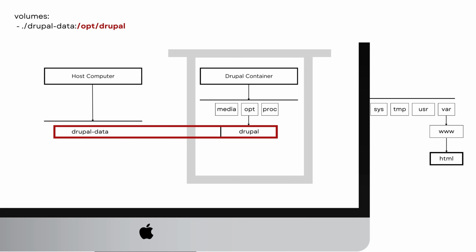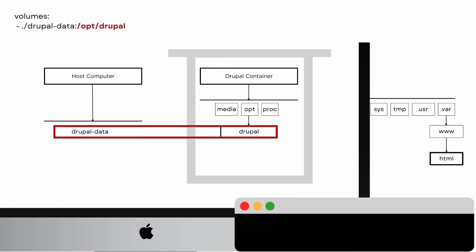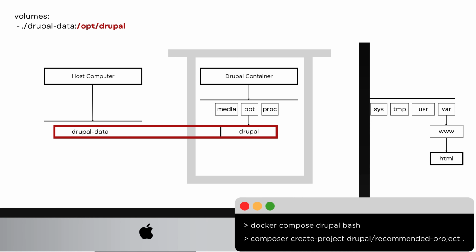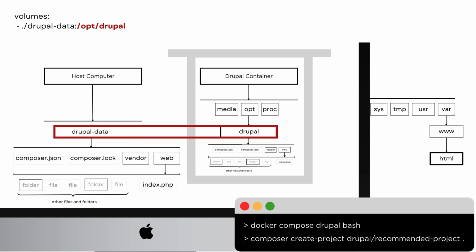The consequence of this volume mapping is that when our Drupal container is created, we don't have a Drupal project inside the Drupal directory of the container. But that's okay. We have Composer installed in our Drupal container. So all we have to do is run the Composer command again inside the container and we'll have our Drupal project back. This time, the Drupal project will be created not just inside the container, but also on our host computer. Remember, the container is using our Drupal-data directory as its Drupal directory.